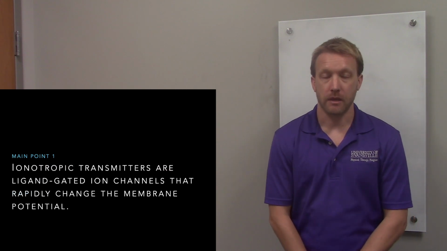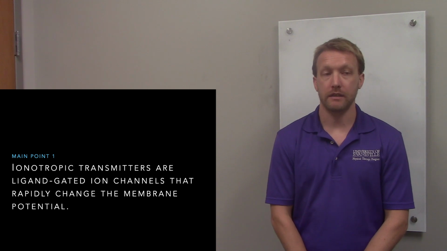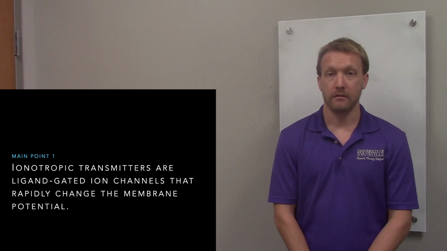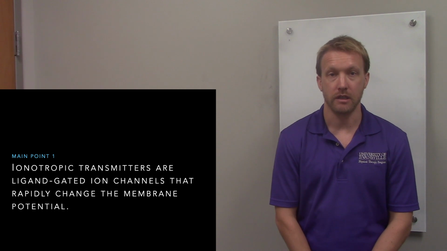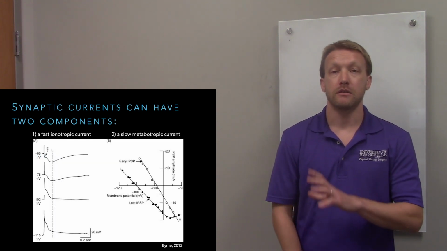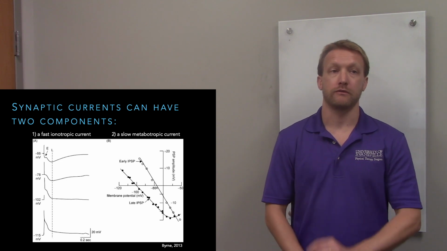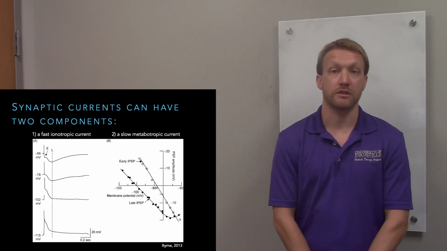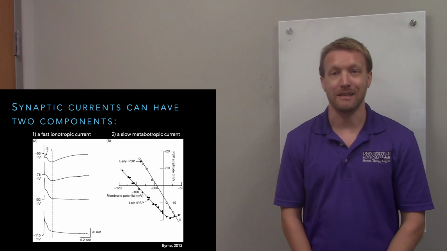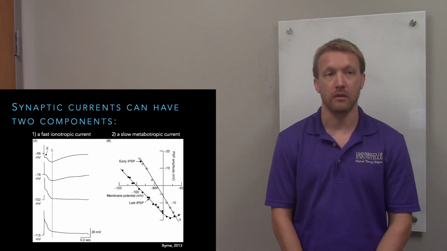So ionotropic receptors are simply ligand-gated ion channels. That is, once the ligand, the neurotransmitter, binds, the ion channel opens. There's no middleman, so we get a rapid change in membrane potential. Here we can see two different components for synaptic currents, or synaptic potentials. Notice there's an early hump with the E and a later hump with the L.